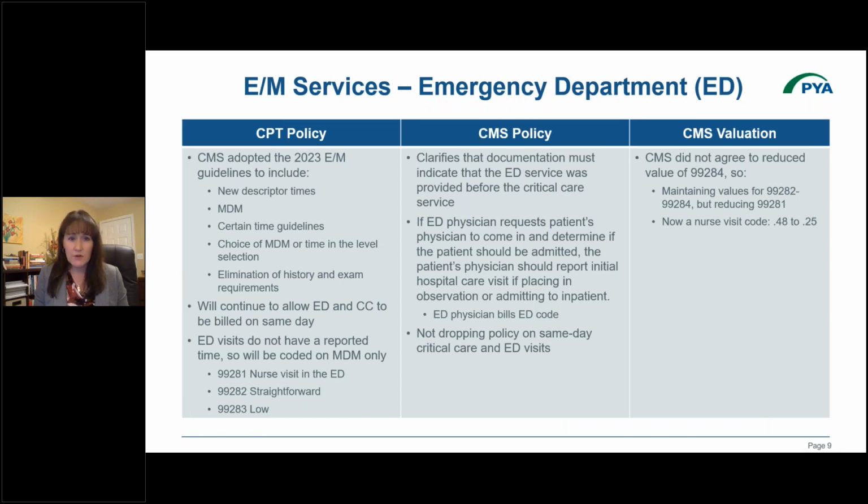In regards to the ED services, we also have a change in the guidelines here, but they did not add any time component to ED services, so you'll only have medical decision making to use for the level of service. The biggest change here is that the 99281 was changed to a nurse visit, and the 4 levels of medical decision making were applied to the remaining codes. So level 2, level 3, level 4, level 5 are straightforward, low, moderate, and high. So now you have just 4 codes that your physicians will be using, which creates a crosswalk, which I'll share on the next slide.